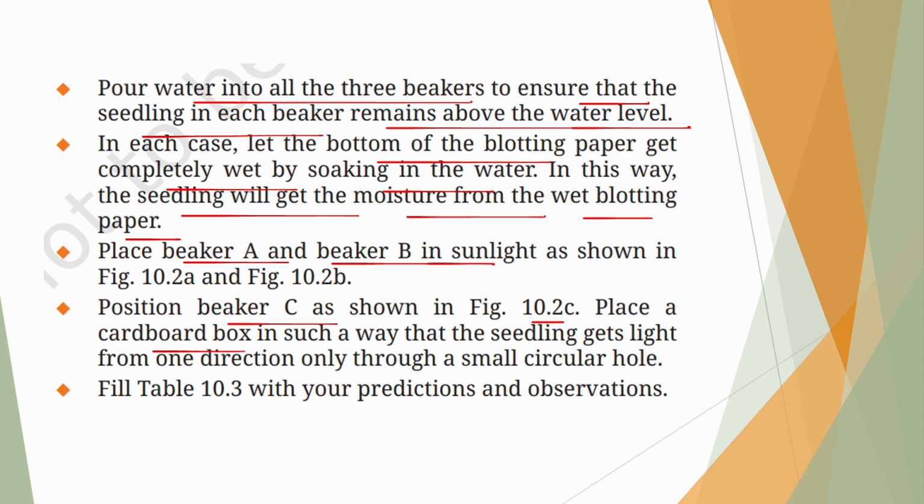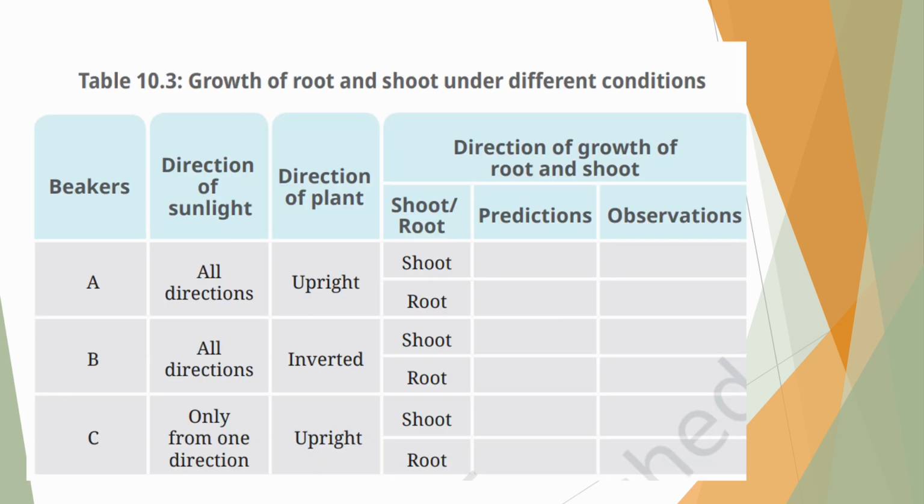Place a cardboard box in such a way that the seedling gets light from one direction only through a small circular hole. You have seen the picture. Then fill the table with your predictions and observations. There is a table showing the growth of root and shoot under different conditions. We have 3 beakers A, B, C, then direction of sunlight, direction of plant, direction of growth of root and shoot, our predictions and observations.